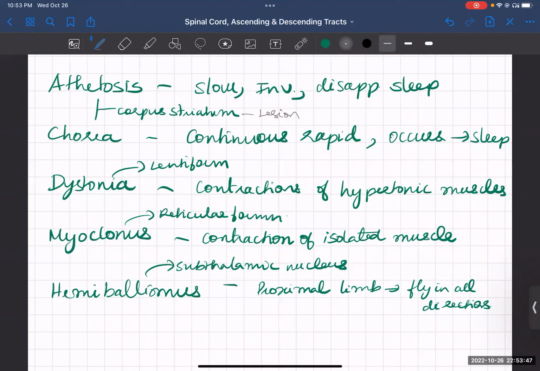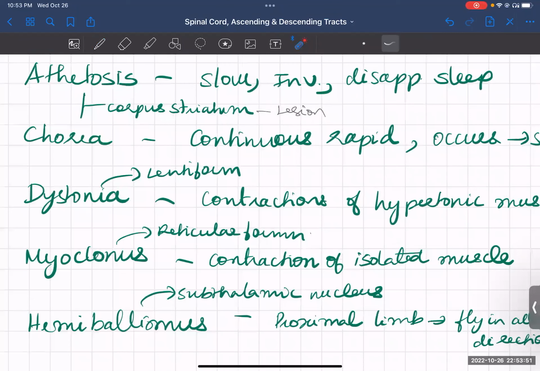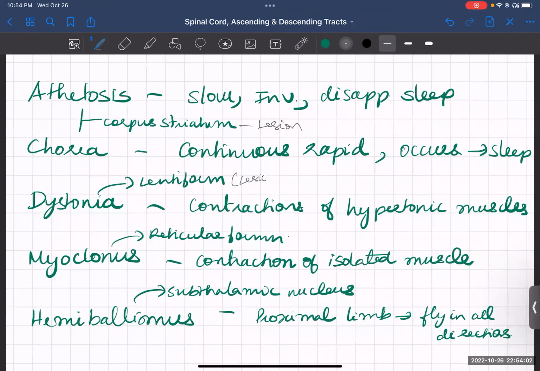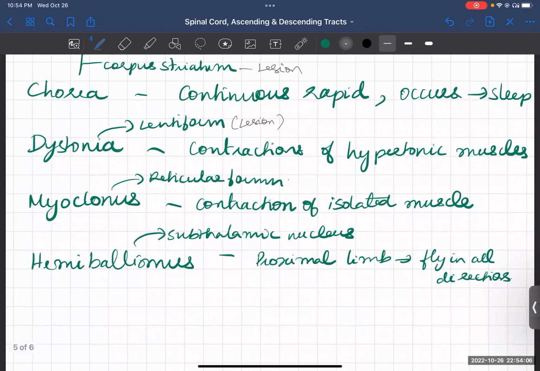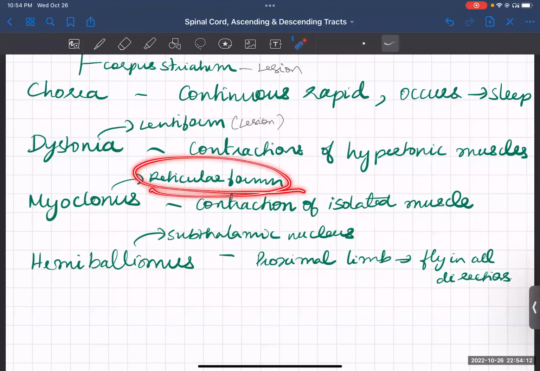Fine. Now, dystonia. Dystonia is the contraction of hypertonic muscles. If a muscle is already hypertonic in nature, and if that muscle is going to get contracted, that is called a dystonia. And that happens when there is a lesion in your lentiform nucleus. Okay. Myoclonus. What is myoclonus? Myoclonus is the contraction of one isolated muscle. And that happens when there is a lesion in your reticular formation.